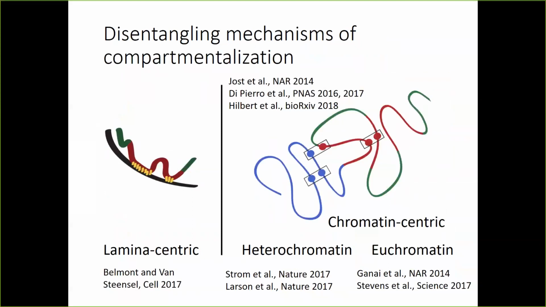So the thrust of the rest of this talk is going to be trying to figure out what is the model, what is a simple mechanism that can explain compartmentalization, and what particular elements of this system does it implicate? Is it heterochromatin? Is it euchromatin? Is the lamina very important? So that's the general question.